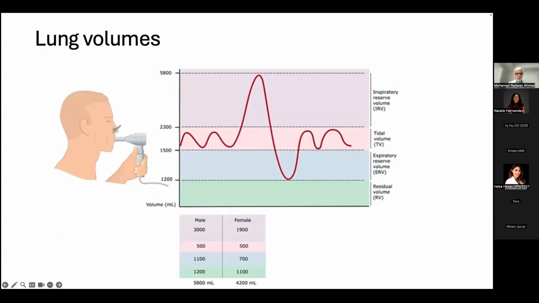Okay. Here are the actual values. The person is breathing, with a clip on the nose, breathing through that mouthpiece into that device. And this is the tidal volume. And then this is the inspiratory reserve. This is the expiratory reserve volume. And those are different, by the way. Males are different from females, and they are different according to age, weight, and sometimes ethnicity.